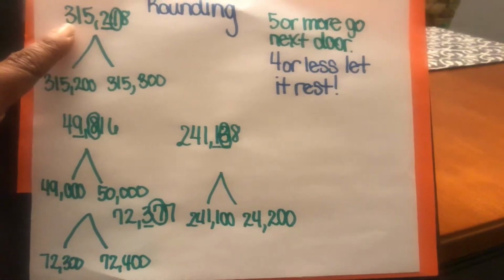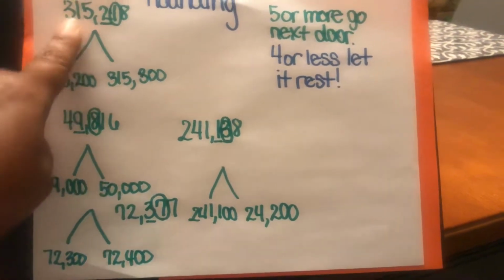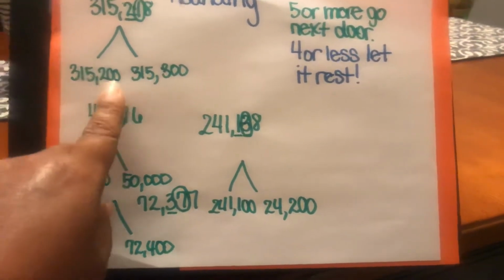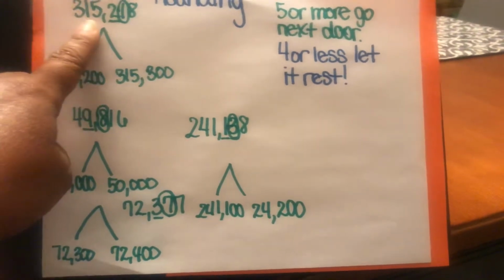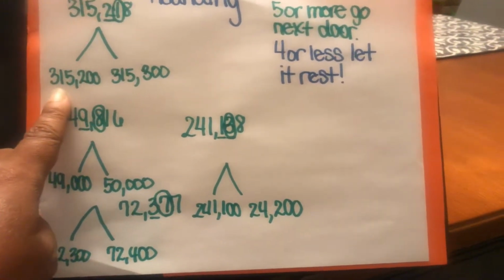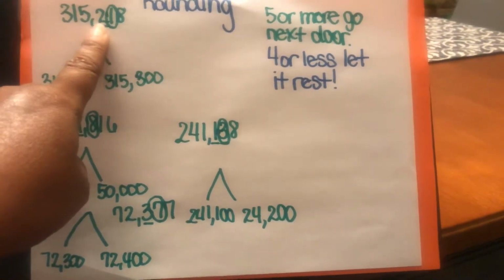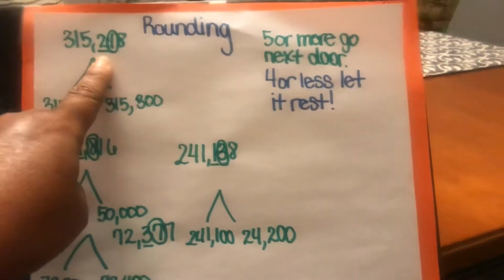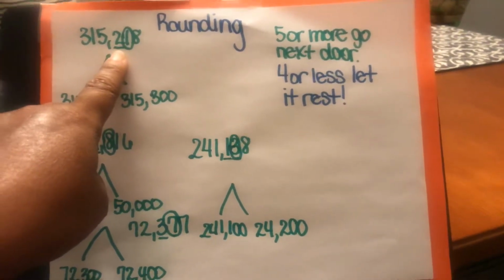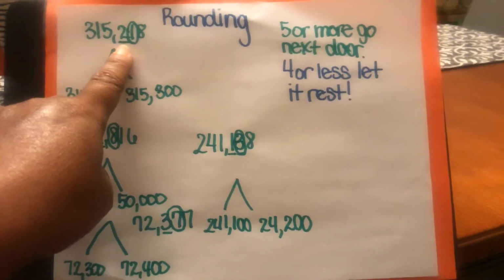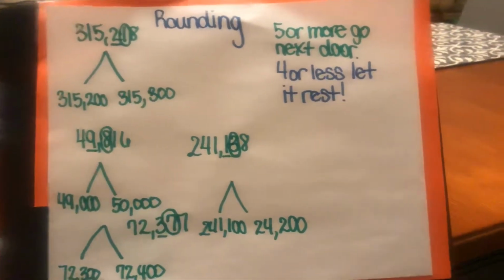I know that my first digits that are in my thousands period will remain the same because, again, I'm rounding to the nearest hundred. So 315,000 stays the same. And then I go to the place that I'm rounding to, and it happens to be the hundreds place. So I put a line under the digit in the place that I'm rounding to. Then I go next door and I circle the digit that comes before it.